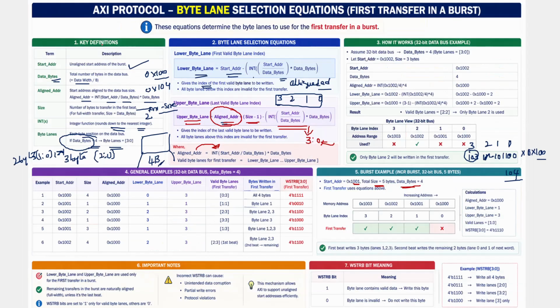Okay, the start address they have given is 0x1001, and then the size, the data bytes, is 4. In that, the lower byte lanes are 1 and the upper byte lanes are 3. How are they calculated? We need to consider the formula here.